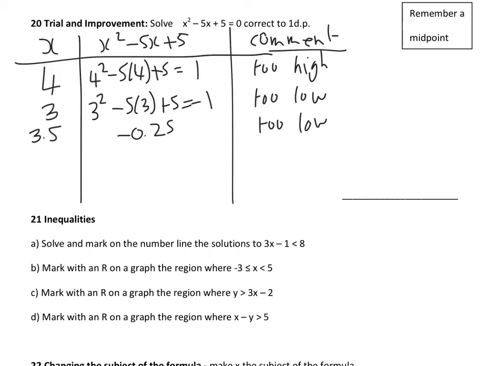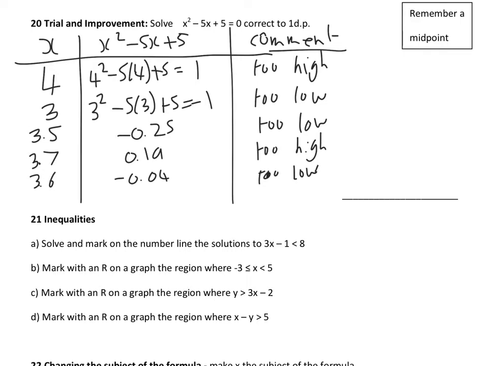I'm going to go to 3.7. If I put in 3.7, I get 0.19. That's too high. So 3.6 went a wee bit too far. So 3.6 squared, I get minus 0.04. That's too low. You can see what I'm trying to do. I'm trying to trap it or fix it between two values.